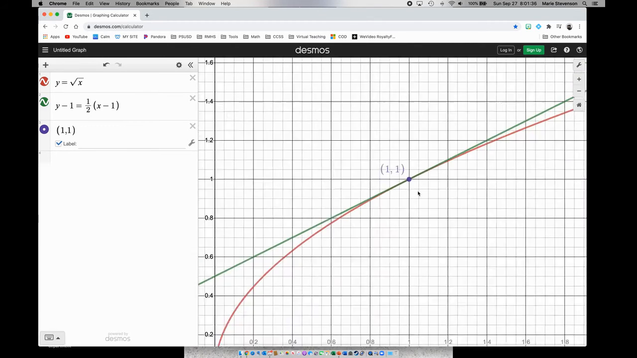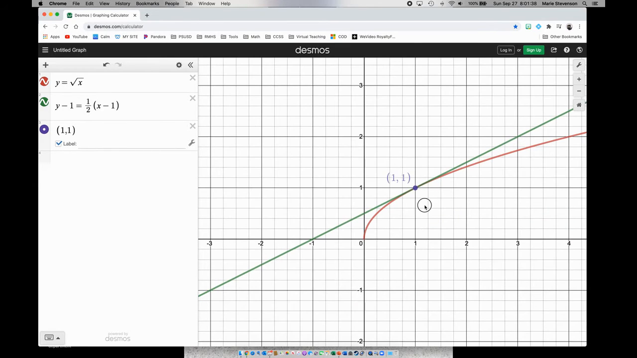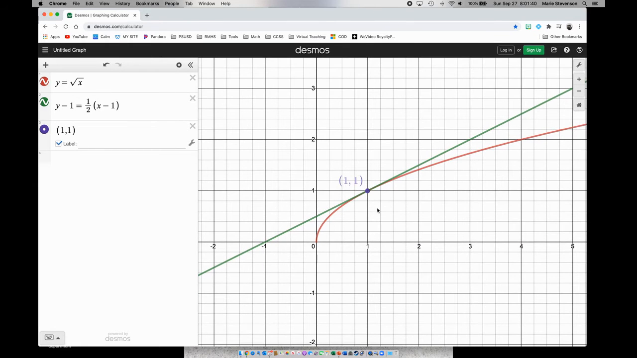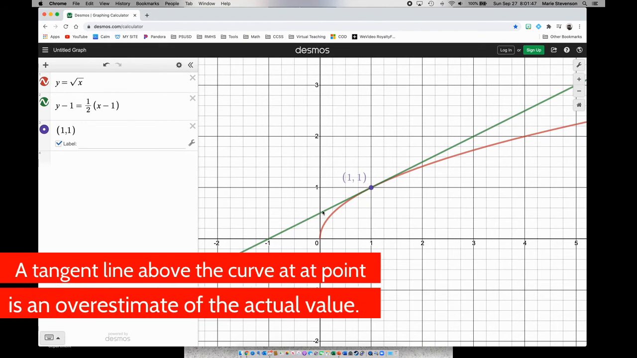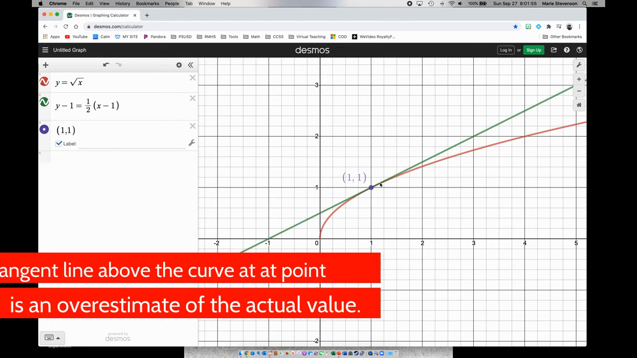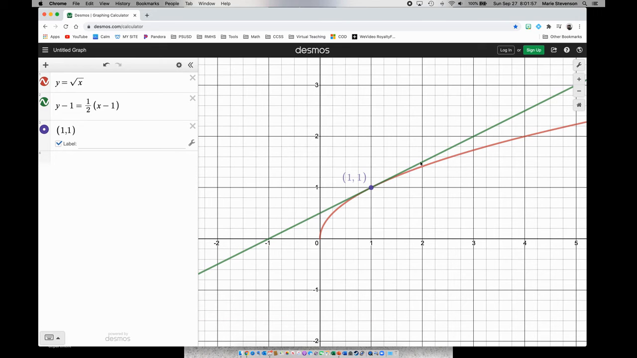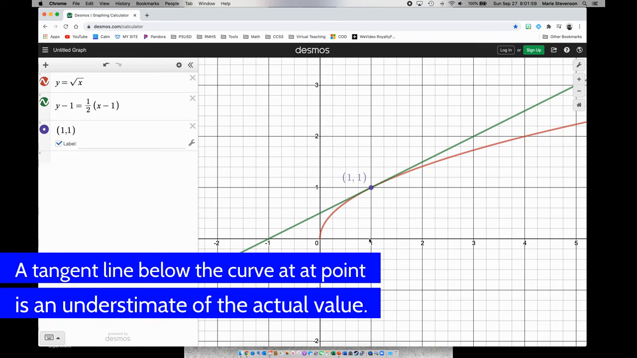The other thing is, how is it going to be an approximation? Is it going to be an over approximation? Could it be an under approximation? Well, using the graph here, we can see that if I come up with any approximations on this tangent line, since the tangent line is above my curve, that means these approximations I get will be slightly over the actual value. If my tangent line was below my curve, then my approximations using my tangent line would actually be a little bit under, or an underestimate.